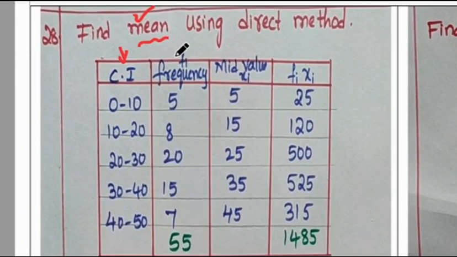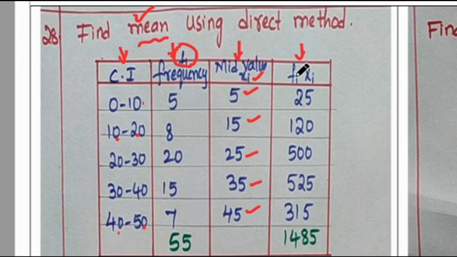We'll get class interval and frequency in the question paper. We have to take mid value for mean and fi xi. Mid value can be represented as xi. Frequency should be represented as fi. So mid value of 0 to 10 is 5, mid value of 10 to 20 is 15, 20 to 30 is 25, 30 to 40 mid value is 35, 40 to 50 is 45.